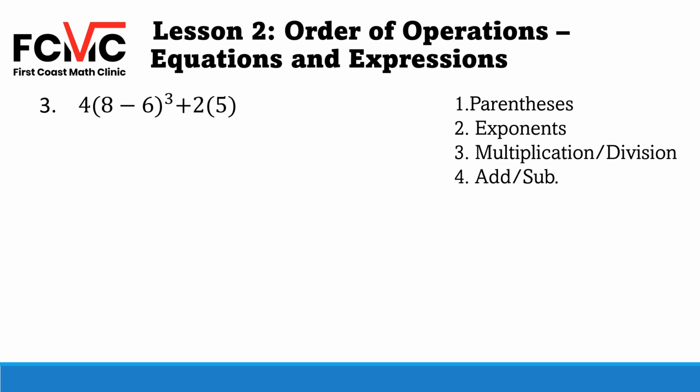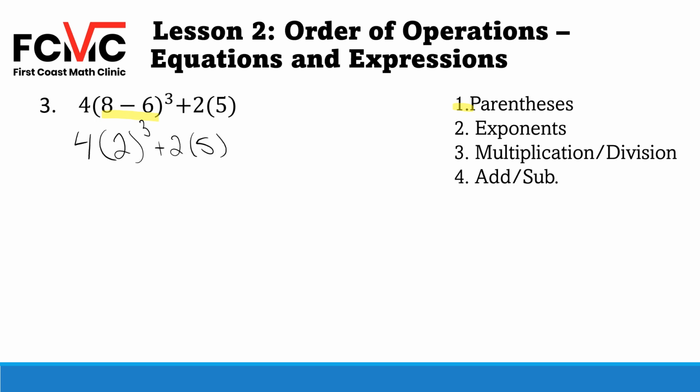Okay, so for number 3, we've got a couple different steps here. We've got multiplication, parentheses, exponents, and addition. We still want to start with parentheses. So let's start right here. 8 minus 6 is going to be our first step. So let's bring that down: 4 times 8 minus 6 is 2, to the third, plus 2 times 5.